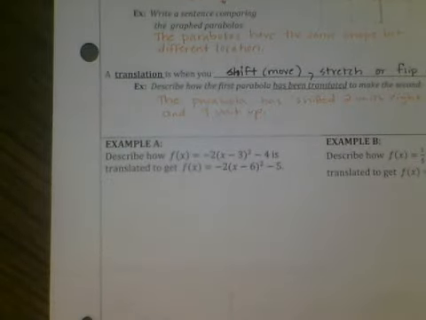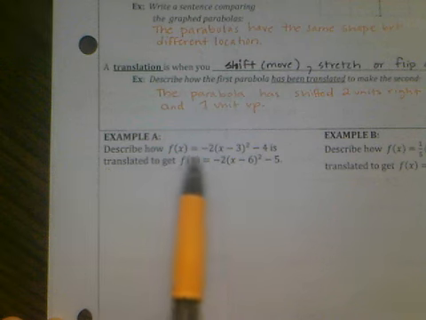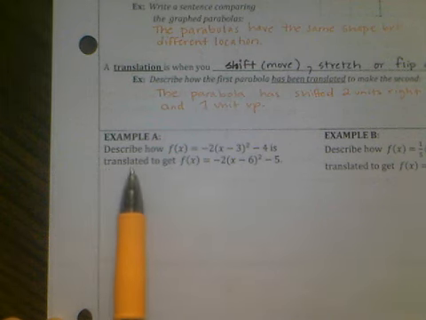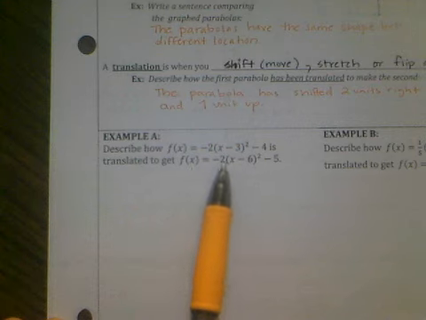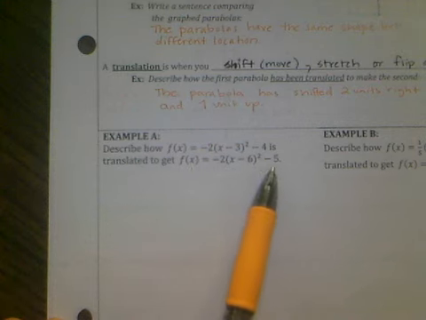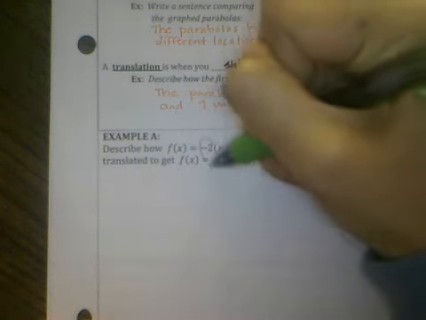Here's the first example. This is what the questions will sound like. It says, describe how f of x equals -2 times (x minus 3) squared minus 4 is translated. So that's a parabola. It's translated, which means changed somehow, to get f of x equals -2 times (x minus 6) squared minus 5. So the first thing I notice is that both of these parabolas have the same a value.